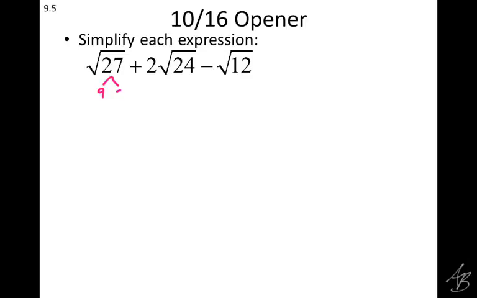27 would be 9 times 3, and then 3 times 3. 24, 4 times 6, 2 and 2, 2 and 3. And then 12 could be 4 times 3 and 2 times 2. All right, after I do that, this is where we need to make sure that we keep these separate. So when we rewrite it, all of these factors are going to go in their own square root.